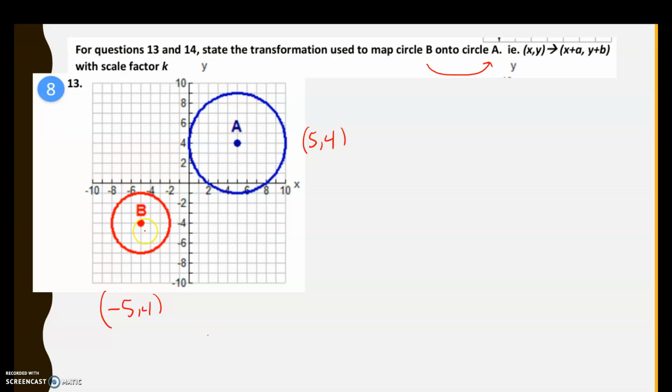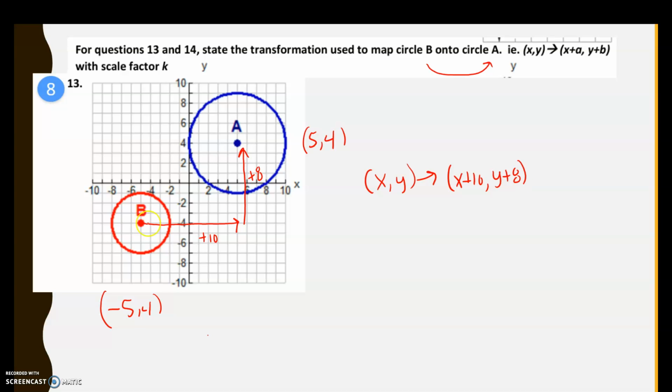I first have to translate it, which means I'm going to go over a certain amount, and then I'm going to go up a certain amount. Remember with the translation, it is (x, y) goes to, now your x, how far left and right is this guy going? Well, he has to go over 5 to get back to 0, and then an additional 5, which means I'm traveling over 10. And going up 4 to get to 0, and then an additional 4, so I'm traveling up 8. So when I write my rule for my translation, it's going to be (x + 10, y + 8).